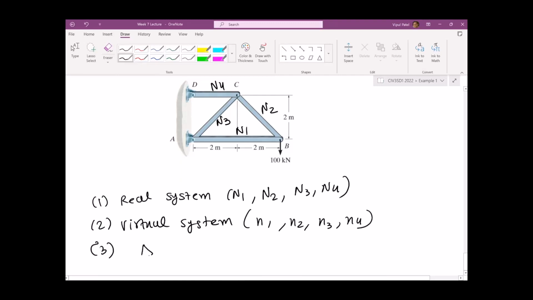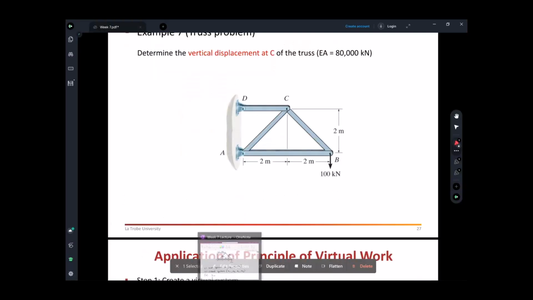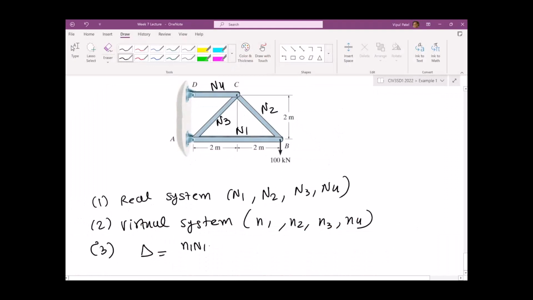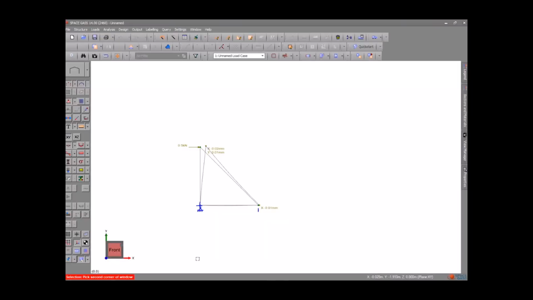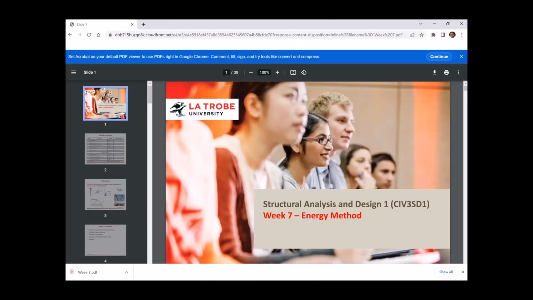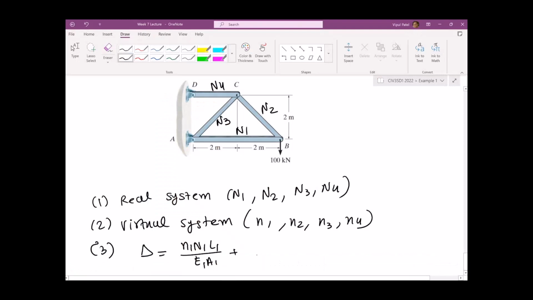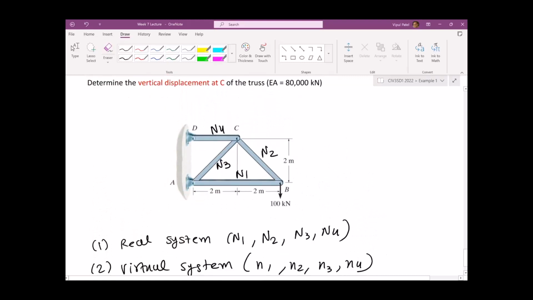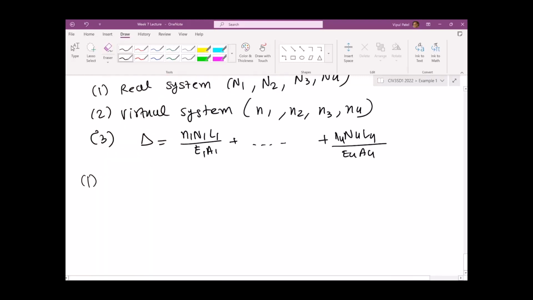And then third, we're going to find displacements using small n1, capital N1, L1 over E1 A1 plus up to N4 L4 over E4 A4. We substitute those values, and that gives the deflection at point C. So let's do the real system first, and find N1, N2, N3, and N4.